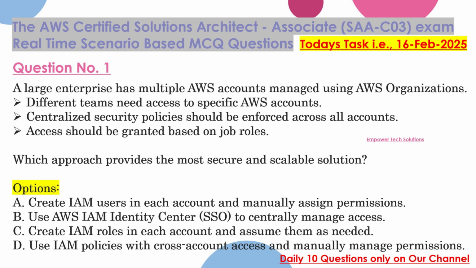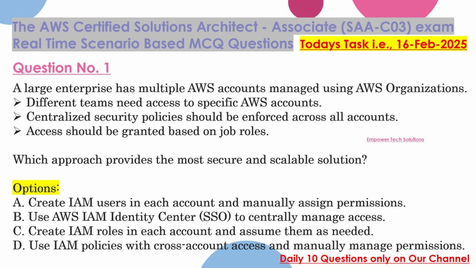Question 1. A large enterprise has multiple AWS accounts managed using AWS Organizations. Different teams need access to specific AWS accounts. Centralized security policies should be enforced across all accounts. Access should be granted based on job roles. Which approach provides the most secure and scalable solution?